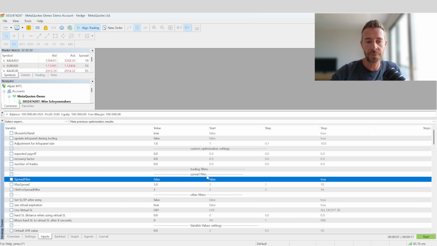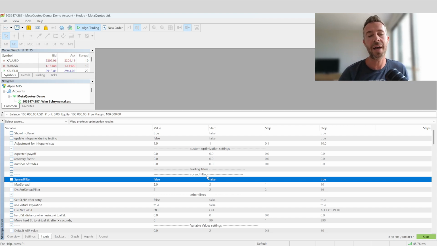Then the next one, spread filter. I don't use it during optimization either because I think we want robust strategies, which basically means they should be able to handle a wide range of spread during the process. Afterwards, especially for scalper strategies, I might go back to the spread filter and see if the strategy improves when I apply a spread filter.